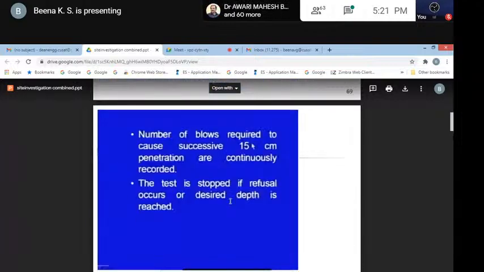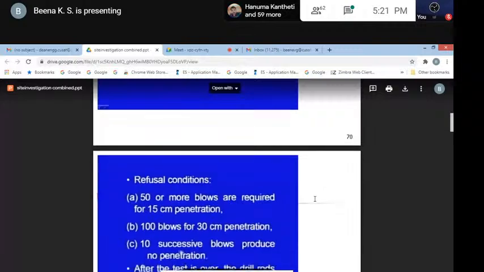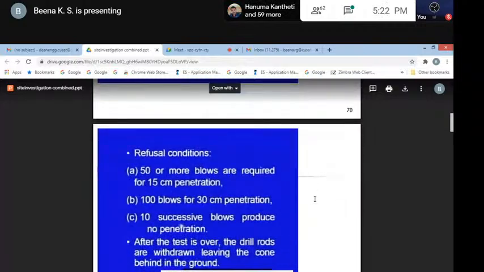The number of blows required to cause 15 centimeter penetration is recorded. The test is stopped if refusal occurs. In the case of SPT also, I forgot to tell the term refusal. When the number of blows is greater than 50 for driving 15 centimeter, we say it is the refusal.